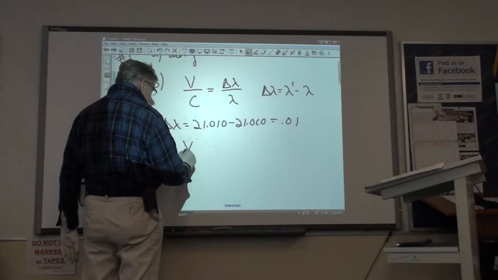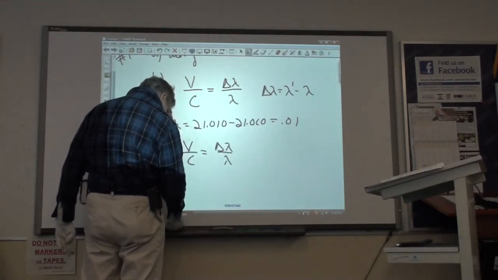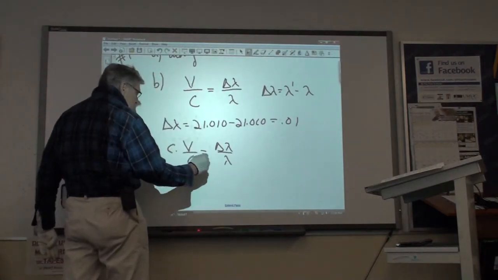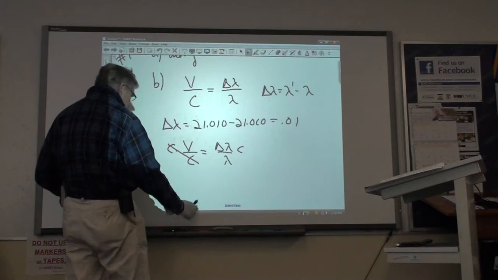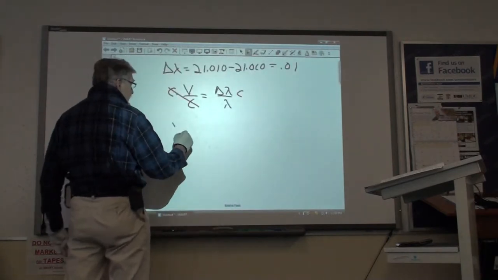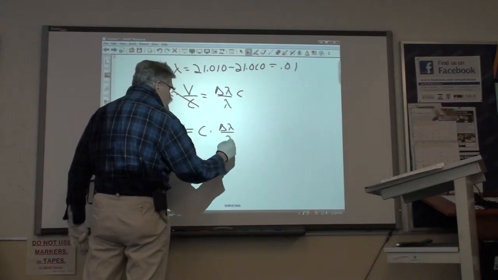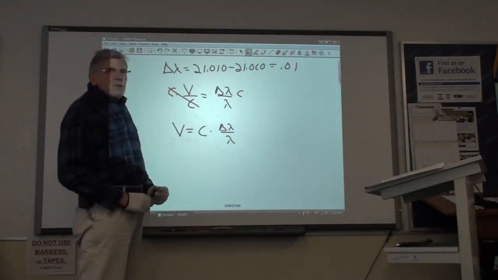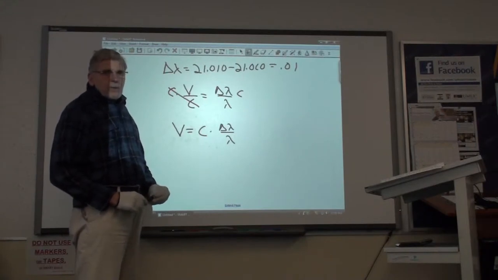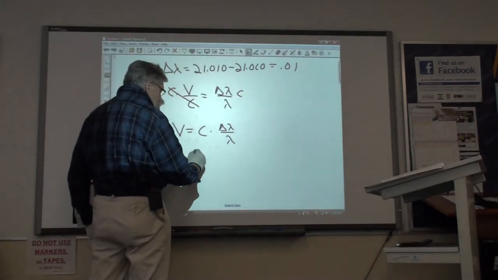The velocity over c is equal to delta lambda over lambda. Now we can multiply both sides of the equation by c, and they cancel out on this side, and what we then get is that velocity is equal to the speed of light times delta lambda over lambda. Now, you don't have to convert delta lambda over lambda to meters because it's only a ratio, and the ratio in centimeters would be the same as the ratio in meters.